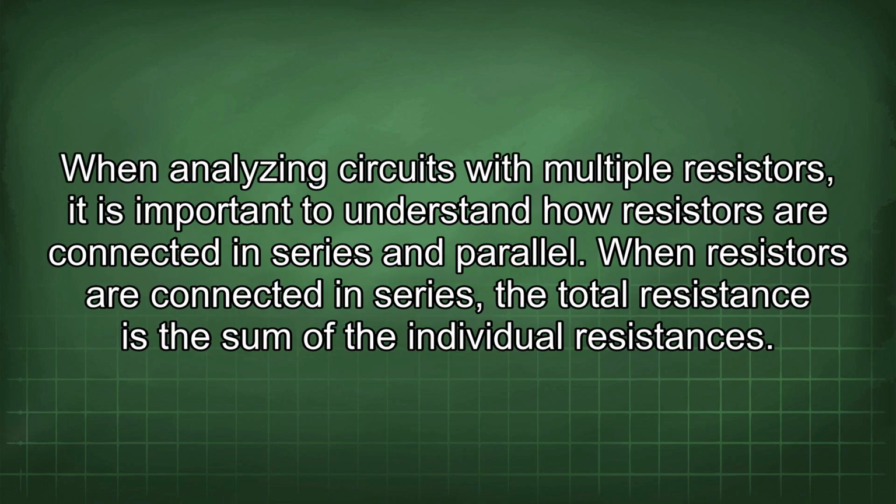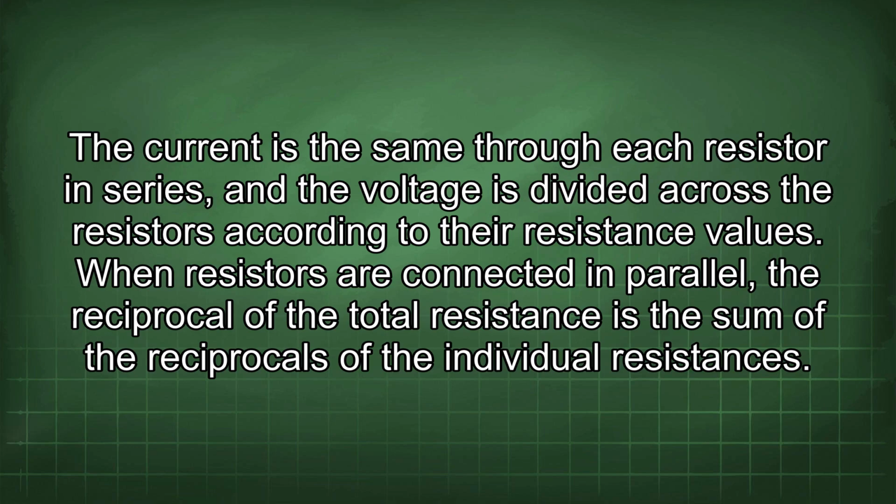When analyzing circuits with multiple resistors, it is important to understand how resistors are connected in series and parallel. When resistors are connected in series, the total resistance is the sum of the individual resistances. The current is the same through each resistor in series, and the voltage is divided across the resistors according to their resistance values.